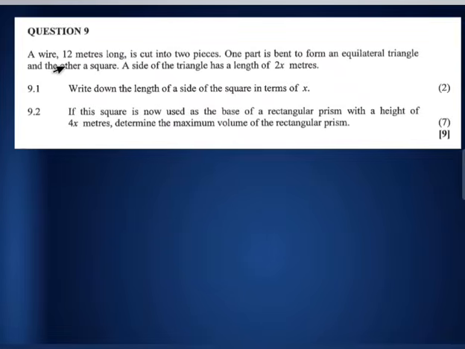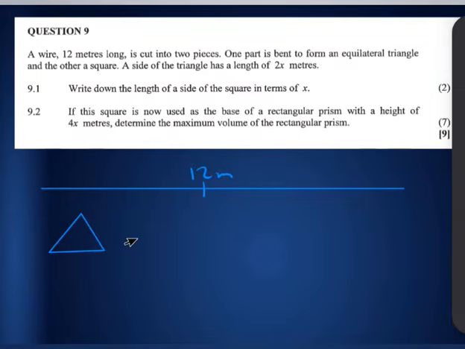Alright, here is another question. They said a wire 12 meters long. So let's imagine a wire that is 12 meters long. They said it's cut into 2 pieces. So we don't know whether it's cut in half or whether one side is longer than the other. So we really don't know. Then they said one part is bent to form an equilateral triangle and the other a square. Alright, great. So they took this one and made it an equilateral triangle, and they took the other one and made it a square.